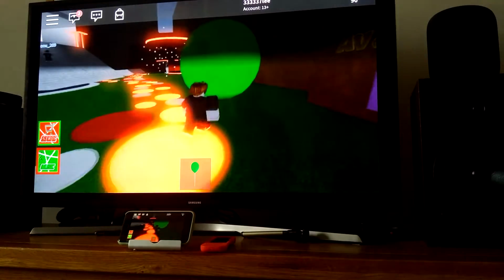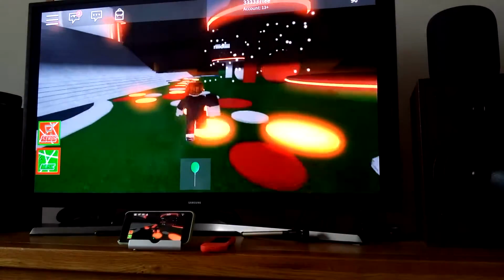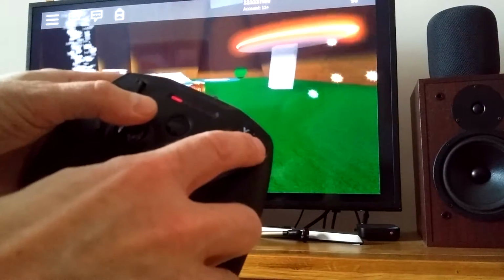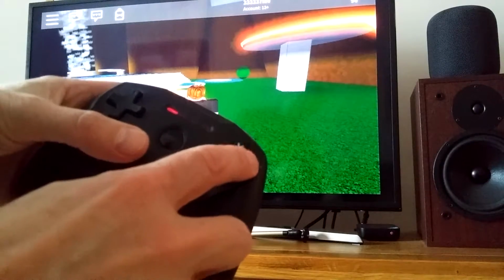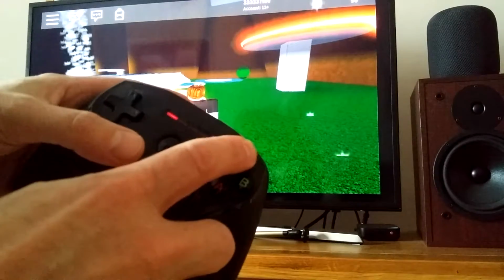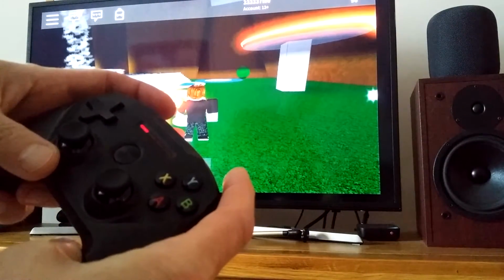and I don't really know what I'm doing because I've never played Roblox before. But it seems to be working well. The controller support seems to be working. A is jump. B does nothing at this point. X does this, which I don't know what that is, and Y. And I don't think the shoulder. Oh, the shoulder buttons do something. Oh, I got a balloon.